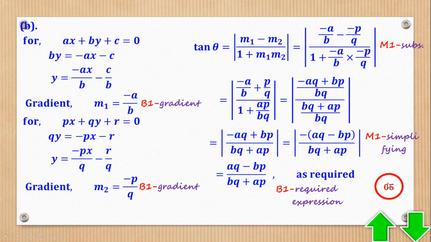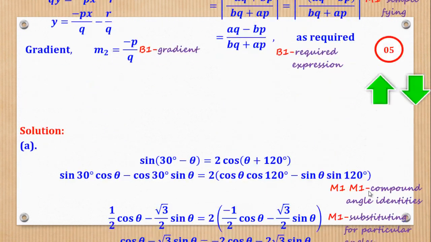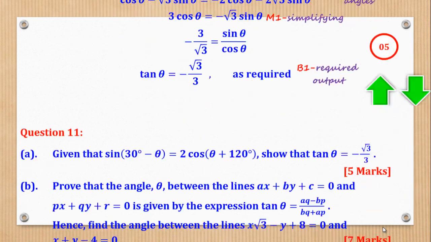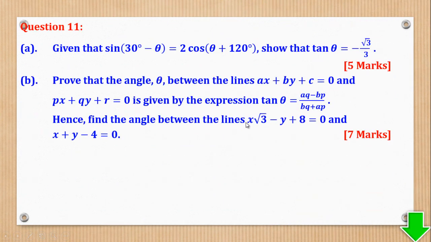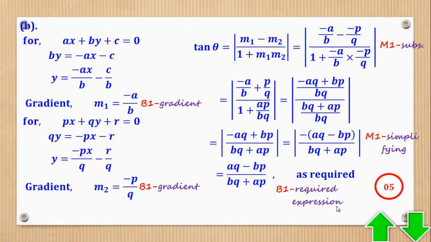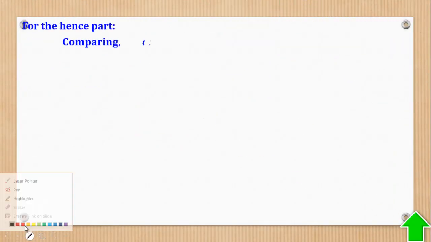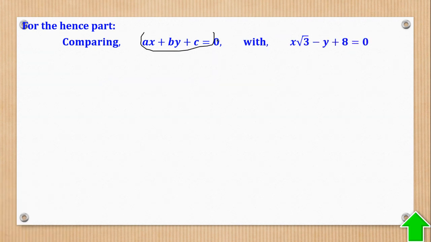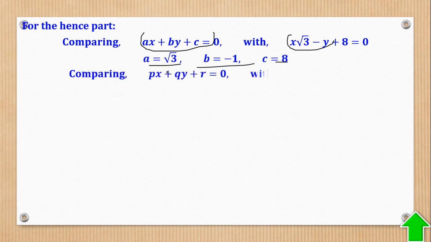Okay, so now let's see the hence part. For the hence part, they said find the angle between the lines this and that. Okay, so when they say hence, it means you start from where you stopped. So we stopped here, we have to start from there. Therefore, comparing this with this, I'll get values of A, B, and C. Also comparing this with this, I'll get values of P, Q, and R.